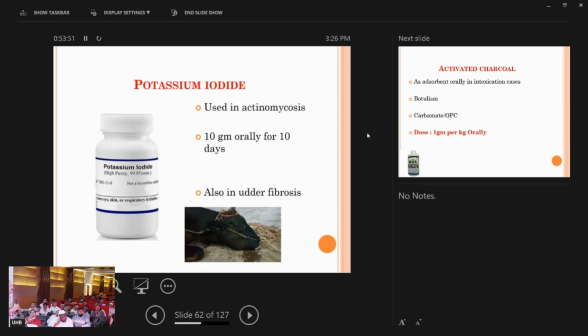Then potassium iodide, it is used in the case of actinomycosis. The dose is 10 gram orally for 10 days. If there is any slow progressive swelling in the mandible and if it is hard in nature, we have to think about actinomycosis. And as Samasa told in the morning, it can also be used orally in case of iodine deficiency. Here we have to use 10 gram orally for 10 days. It is also used in case of other fibrosis.